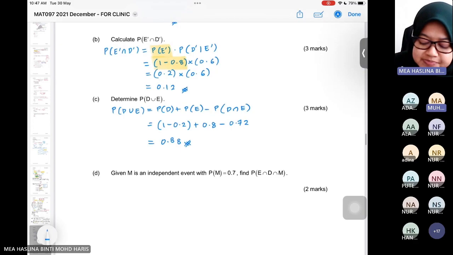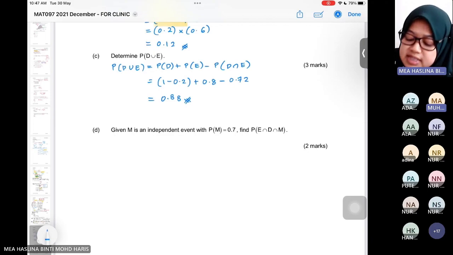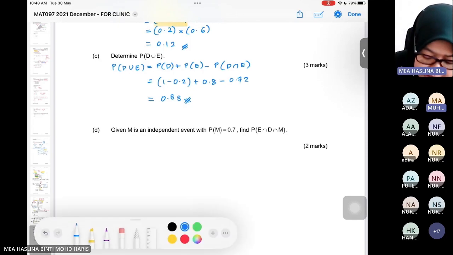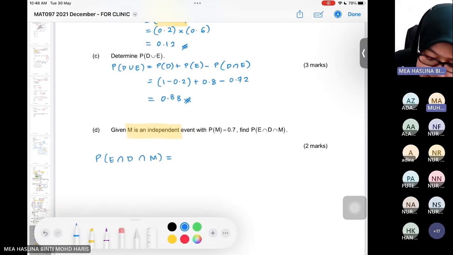Okay, thank you, Putih. All right, part D: given M is an independent event with probability of M is 0.7, find probability of E intersect D intersect M. So M is an independent event. You can take this as one event, E intersect D, intersecting with another event M.